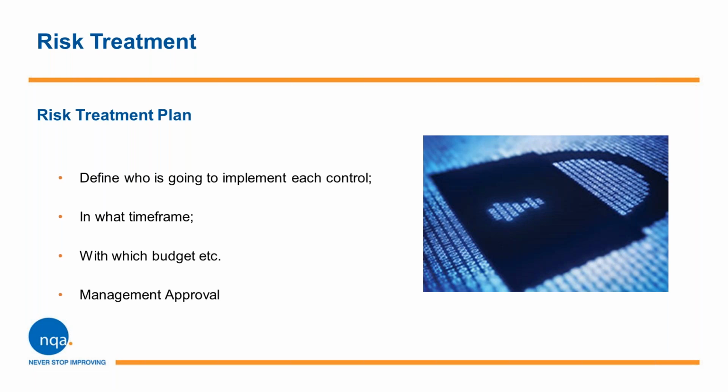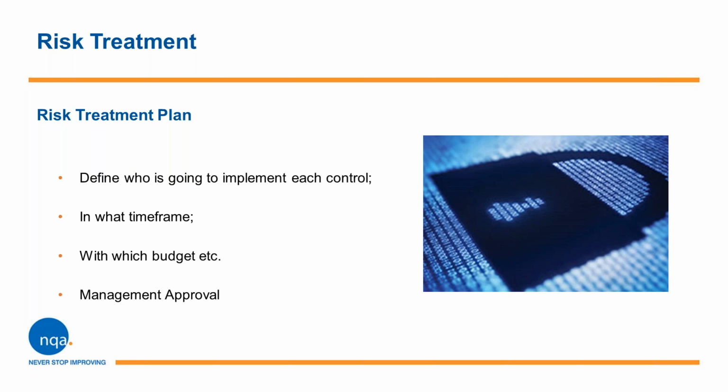Now, this is the purpose of the risk treatment plan, to define exactly who is going to implement each control, in which time frame, with which budget, etc. Now, you can call this document an implementation plan or action plan, but it's best to stick to the terminology used in 27001. Once you've written this document, it's crucial that you get management approval, because it will take considerable time and effort and money in some instances to implement all the controls that you have planned here, and without their commitment, you won't get any of these.